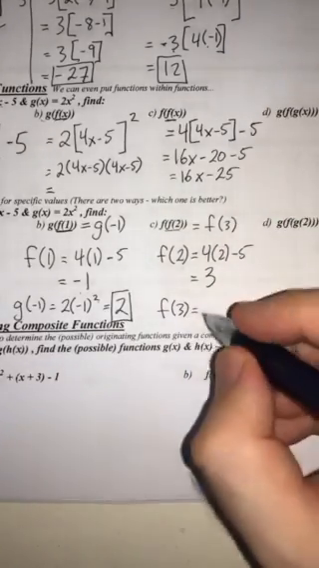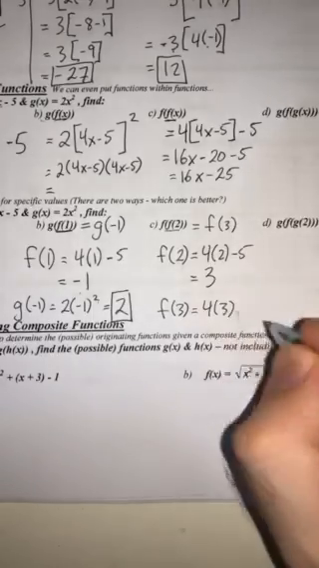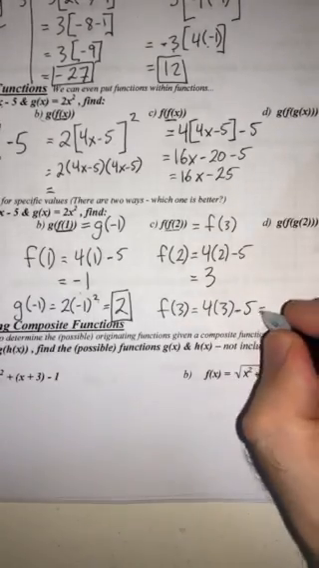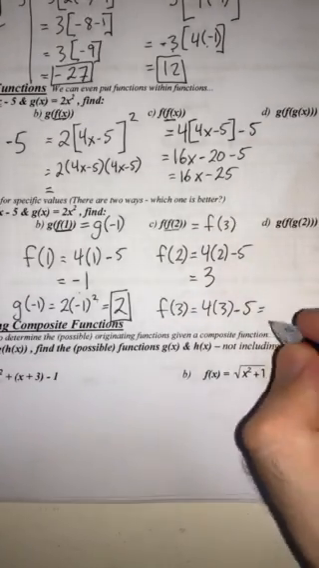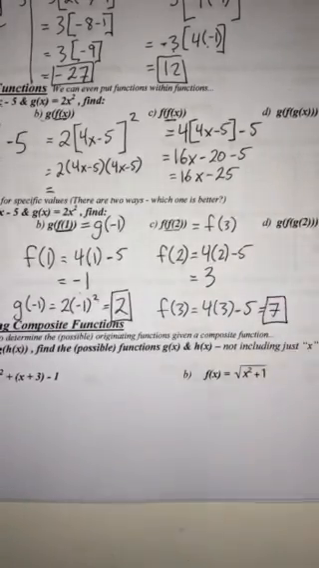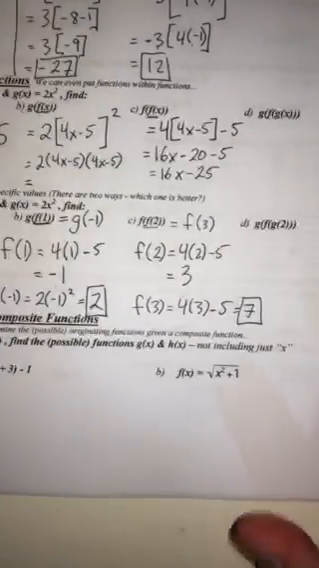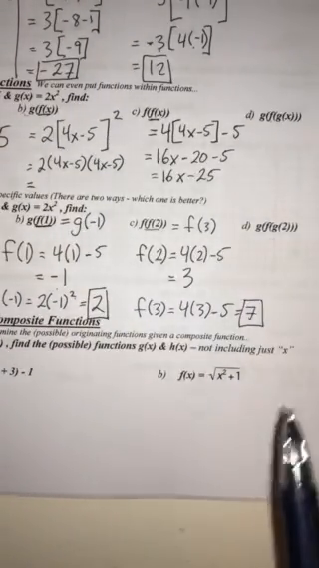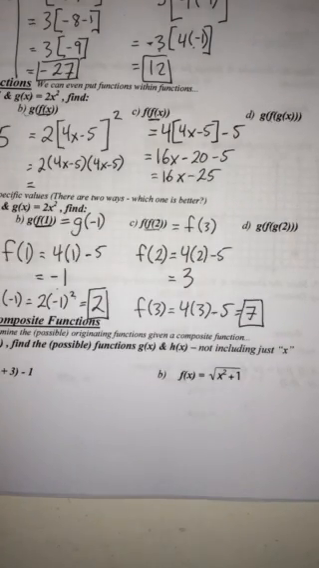So f of 3, 4 times 3 minus 5. So 12 minus 5 gives you 7. There's your final answer. Again, if you want to do the triplet, try it just as an extension, but you don't have to.